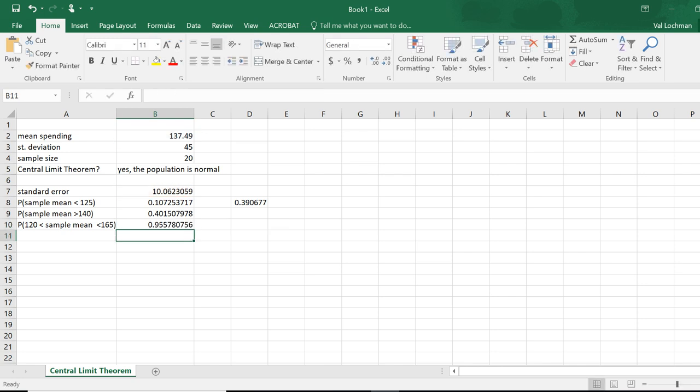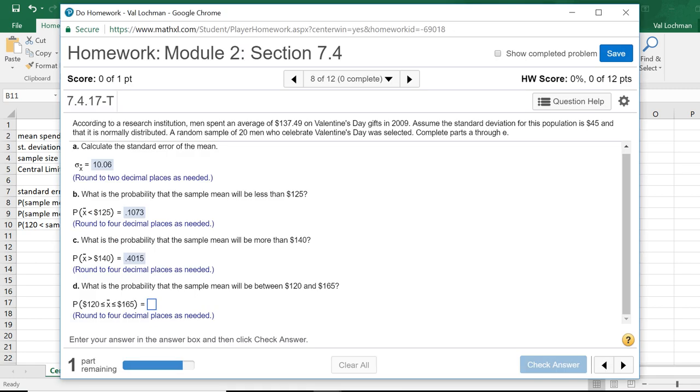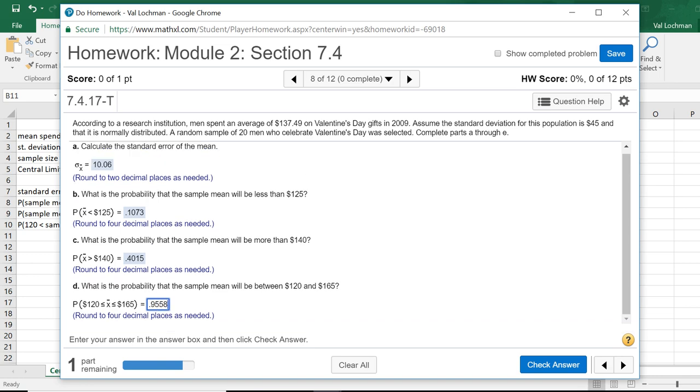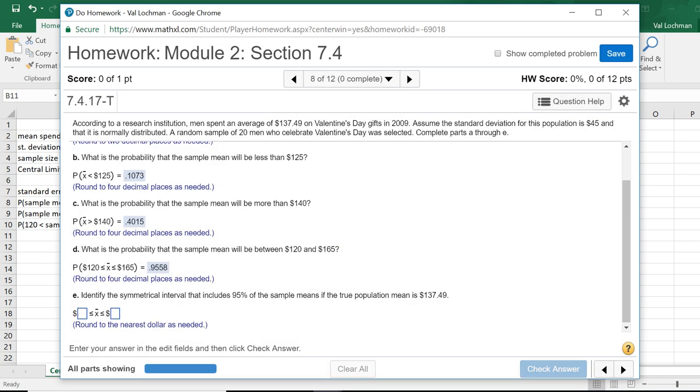Press enter. So that would be 0.9558. Oop, and I'm plugging in 6. Okay, great so far. So now we have the last part. It says identify the symmetrical interval that includes 95% of the sample means if the true population mean is 137.49. Okay, so what are they asking us to do?